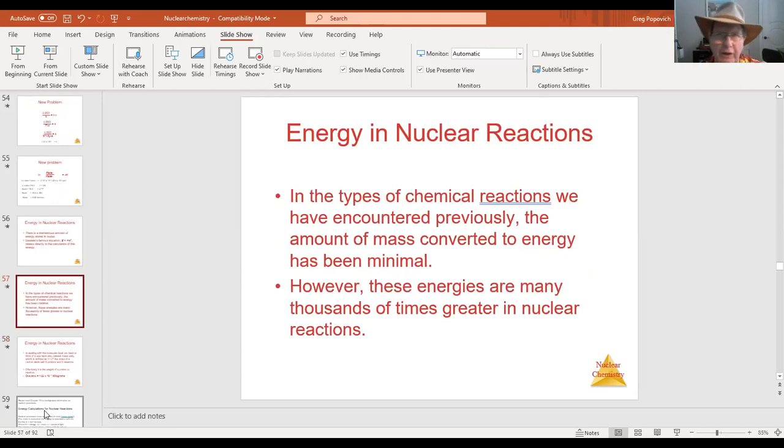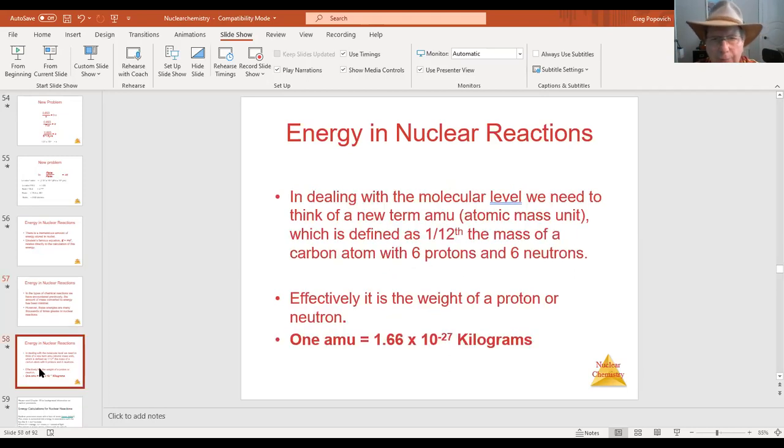Basically, if we're dealing with normal chemical equations, the mass that gets converted is minimal in comparison to what is happening with other parts of the system. However, the energy that is lost in a nuclear reactor gets to be much, much higher.